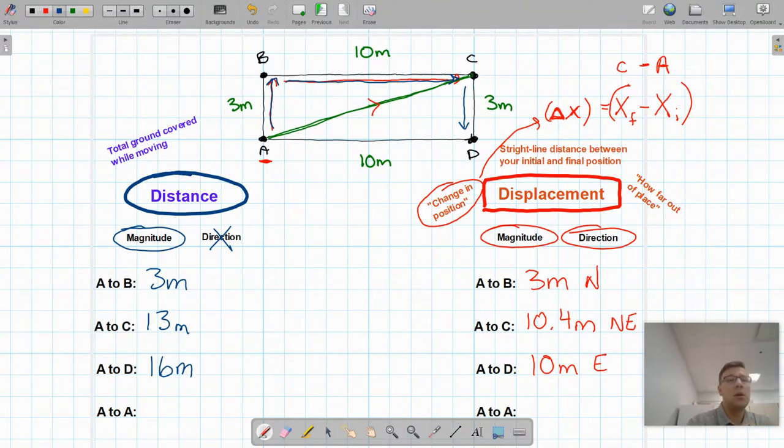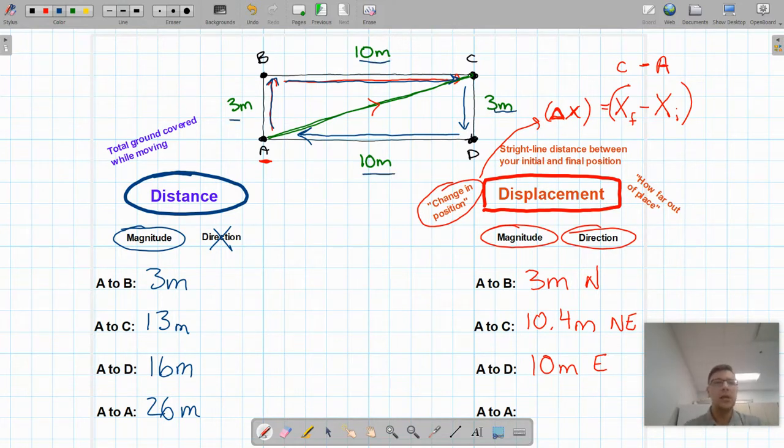Now, the last one here, if we turn the corner and we go back to our starting position, so we just walk in a big rectangle there, the total distance, we would then need to add another 10 meters because there's 10 meters between A and D. So the total distance traveled when going around the entire rectangle would be 26 meters. Okay, 3 plus 10 plus 3 plus 10.